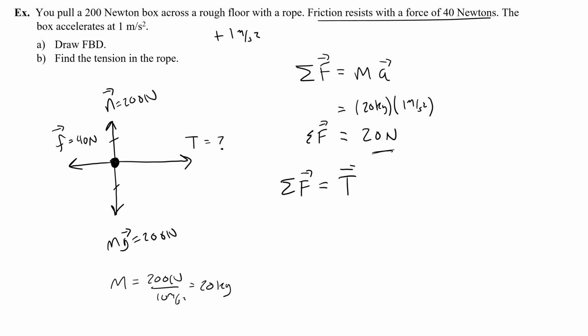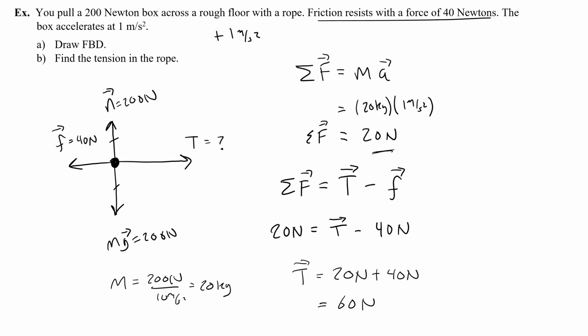T is going to the right, so I make it positive. Friction is left, so I make it negative. And now I can see if my net is 20 newtons and friction is 40 newtons, then the way that I find the tension is I take 20 newtons and add 40. So the tension is 60 newtons. Great job.